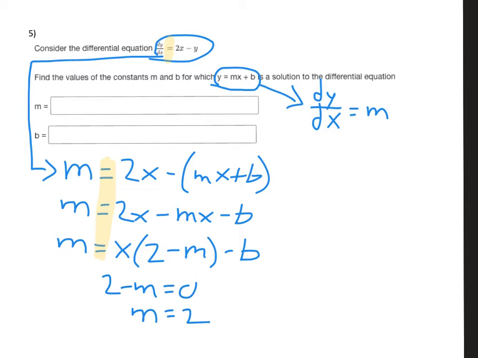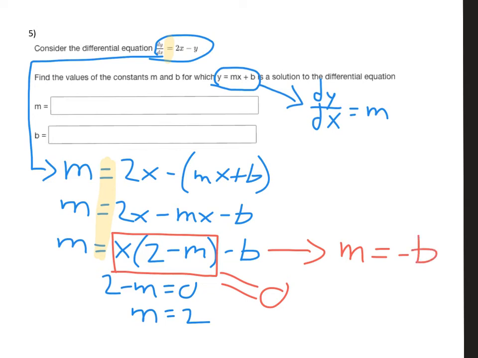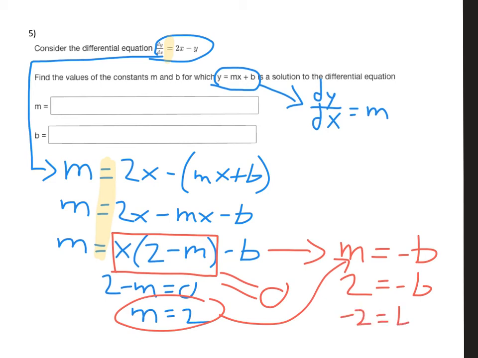Now, if this whole thing is 0, which it has to be because there's no x's on the left, then that means my equation becomes m equals the opposite of b. Well, we just said that m was 2. So 2 equals the opposite of b, and negative 2 equals b. And those are our values. m is 2, and b is negative 2. Kind of a sneaky one there.